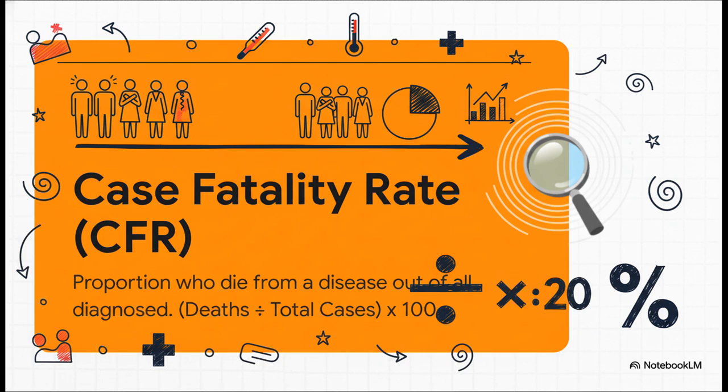And notice, it's a rate in name, but it's really a proportion. We're looking at a part of a whole. You just take the number of people who died from a disease, and you divide it by the total number of people who are confirmed to have that disease. What you get is a percentage, and that percentage tells you just how fatal an illness is for the people who catch it. It's a really powerful measure of a disease's severity.